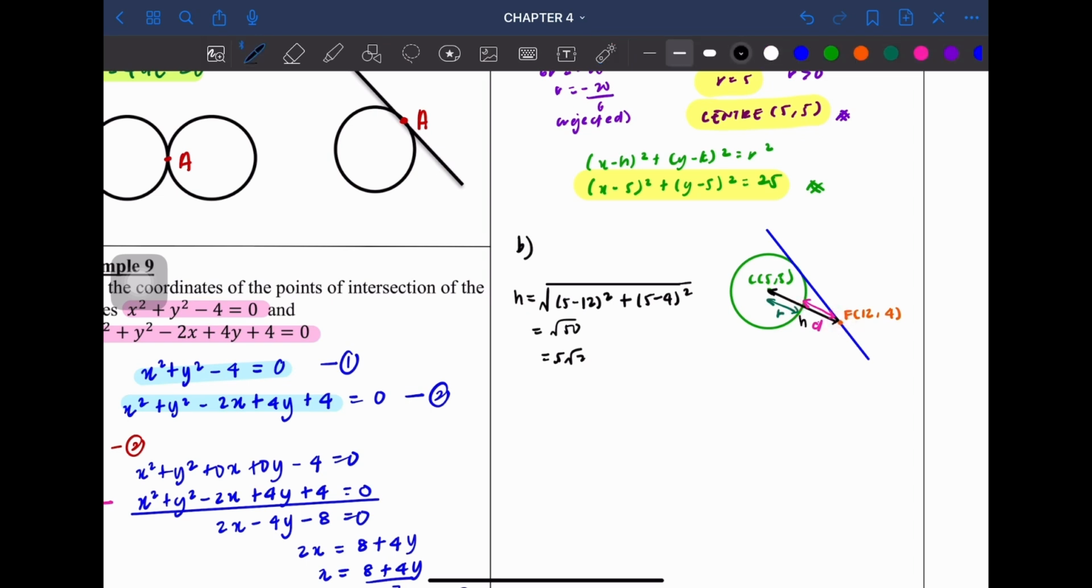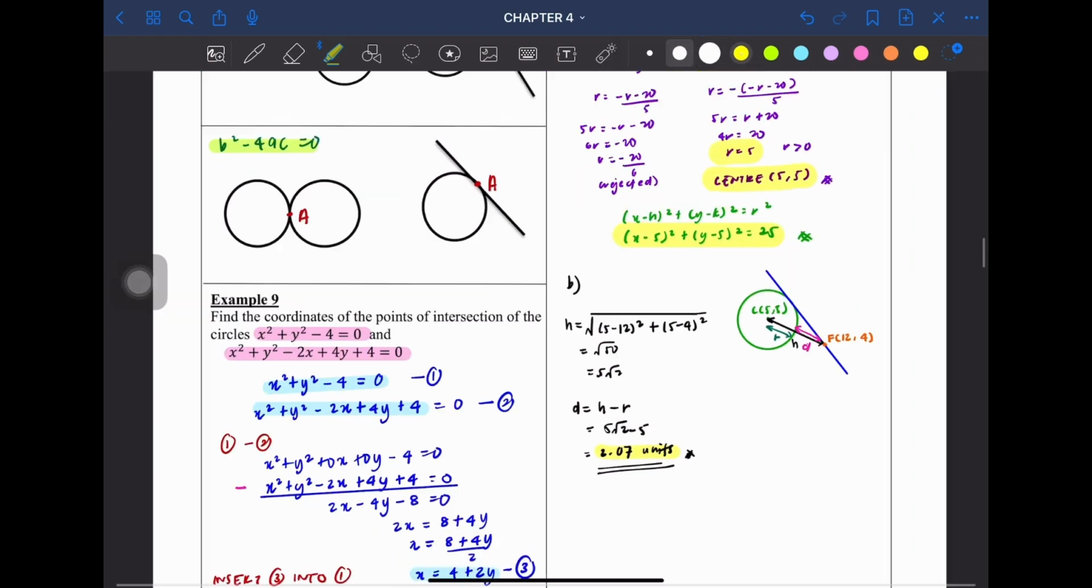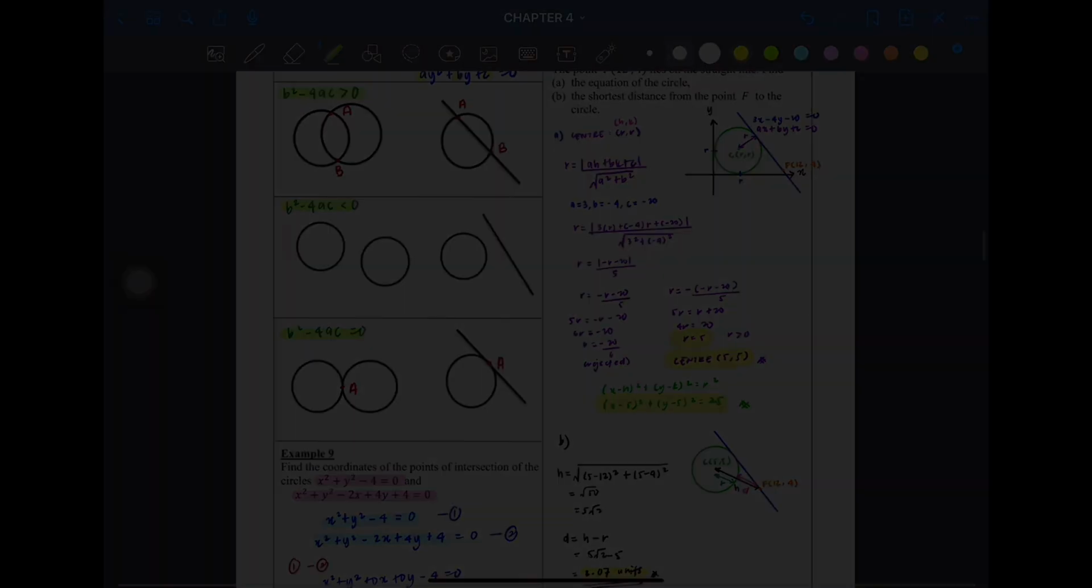From the diagram, we know that your D can just equal H minus radius. So you get your D, which is the shortest distance. Substitute into the formula. D is equal to H minus R, so 5 root 2 minus 5, so it is 2.07 units, because it is about distance. Okay, done.